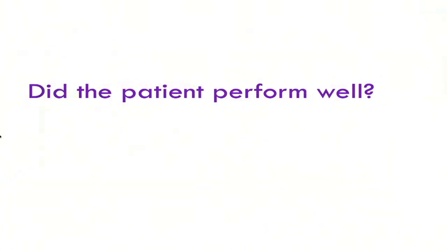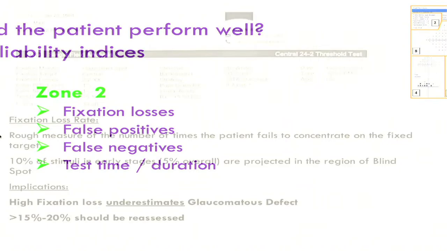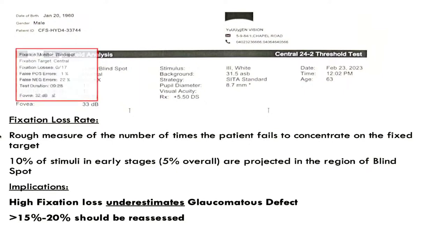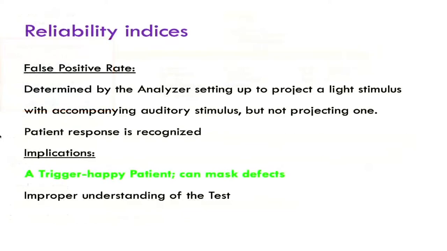Okay, did the patient perform well comes from zone 2. And these include fixation loss, false positives, negatives, as well as test duration. Please don't forget, the longer the patient takes, the greater the chance that the patient is fatigued. All right, so fixation loss rate is a rough measure of the number of times the patient fails to concentrate on a fixed target. The implication is, if you have high fixation loss, then it is underestimating glaucomatous damage. And of course, if it is high, you have to reassess.